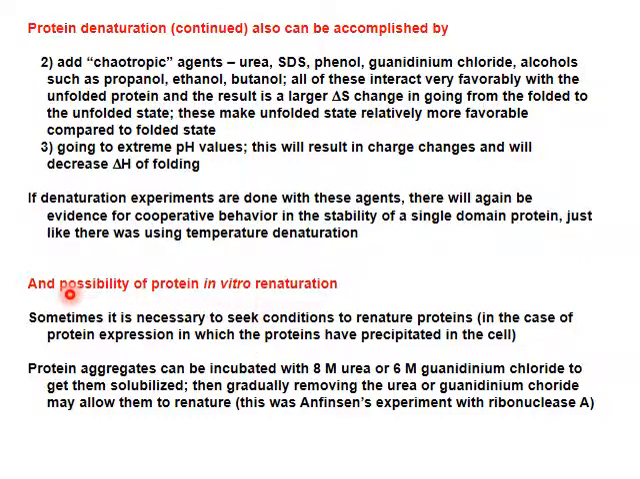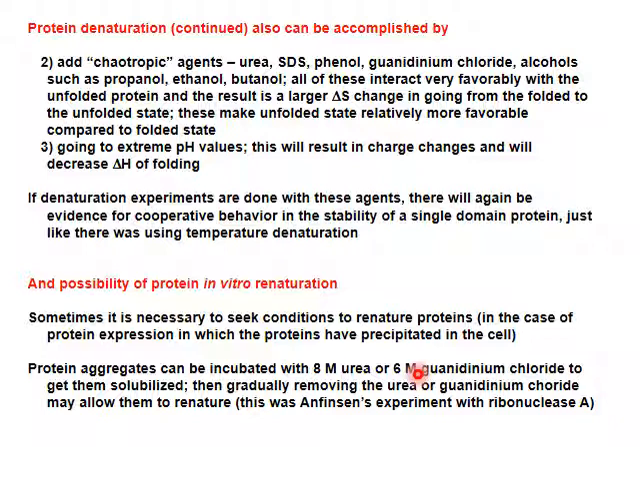We can also go the other direction. We can expose our protein to one of these chemical denaturants like urea, and you need high concentrations to promote unfolding. So like 8 molar urea or 6 molar guanidinium chloride would be required to promote protein unfolding. And if you want to resolubilize the proteins, you basically dialyze away the excess reagent.